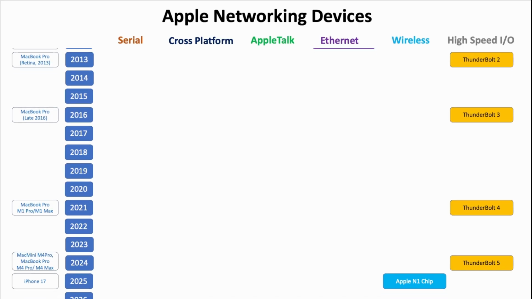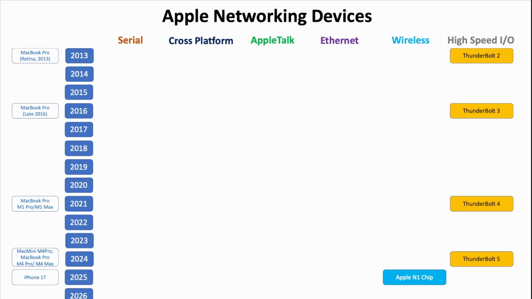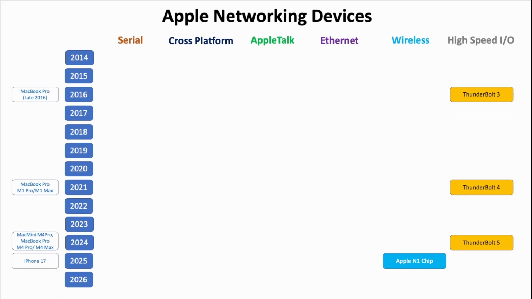And as we reported last week, of course, the iPhone 17 was launched in 2025, only recently, with Apple's N1 chip. Again, showing that Apple are still supporting Wi-Fi with their own silicon now, as well as Bluetooth. And of course, that gets us to the present day. And today, Apple still supports very fast Ethernet, very fast Wi-Fi, and Thunderbolt 5 for wired networking if needed.